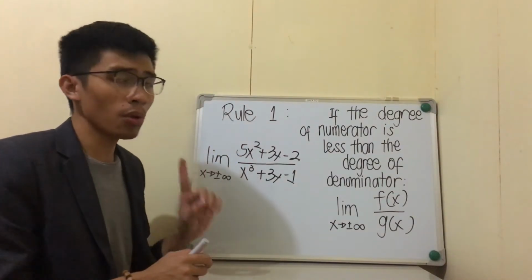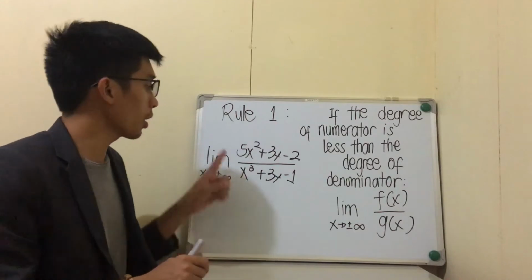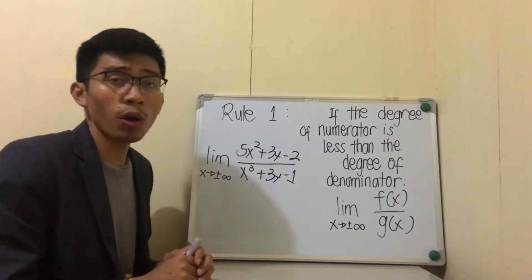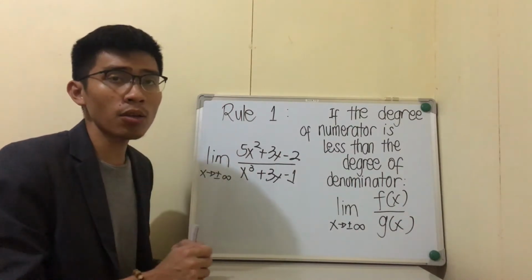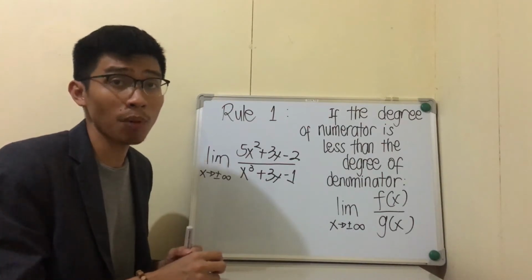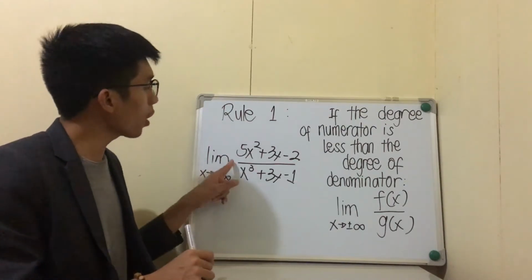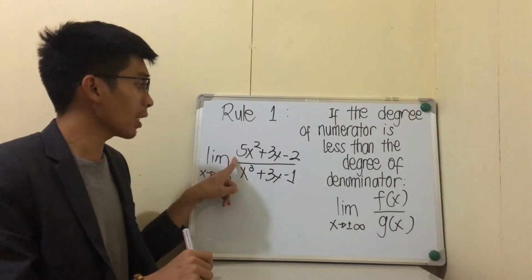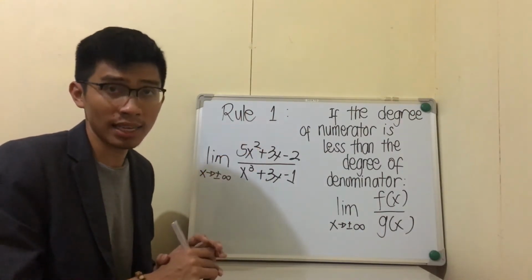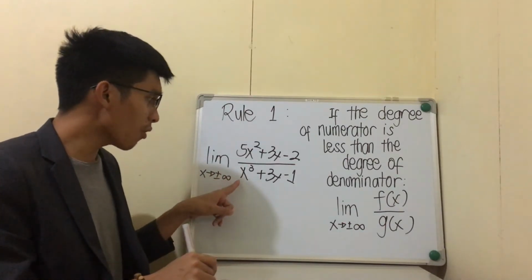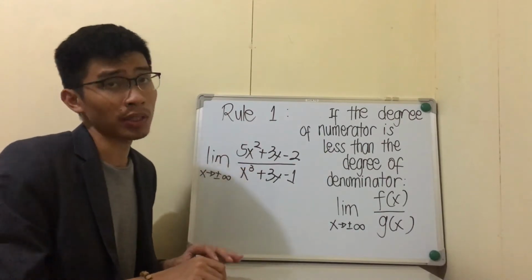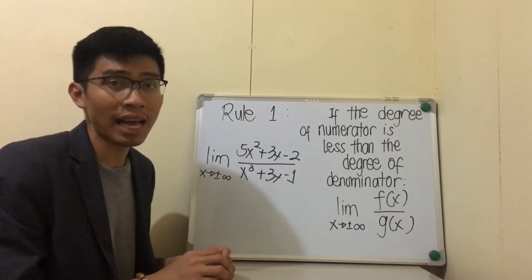What you are going to do is locate the leading coefficient. What is the leading coefficient? It is the term in your polynomial which consists of the highest power or the highest exponent. For our numerator, the leading term is 5x squared because it has the highest power. For our denominator, the leading term is x cubed because it has the highest power.